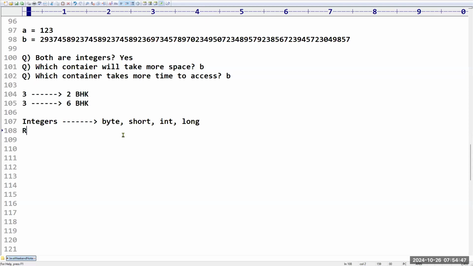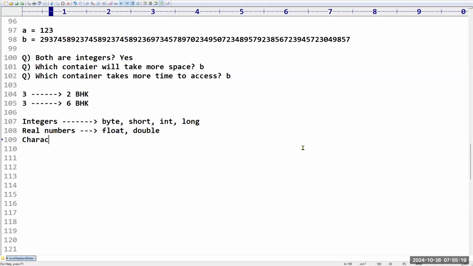Sir, what about real numbers or decimal values? How are these divided? Sir, only two divisions. One is float, second is double. After the point, how many decimal places are you taking? If you are taking fewer values, then it comes under float. When you are taking more values, it comes under double. So these are the two divisions that we have.